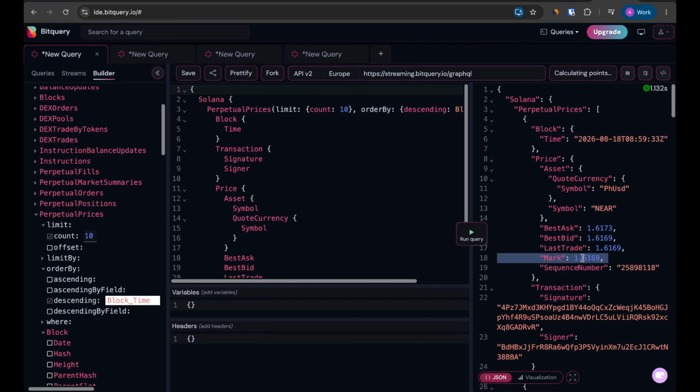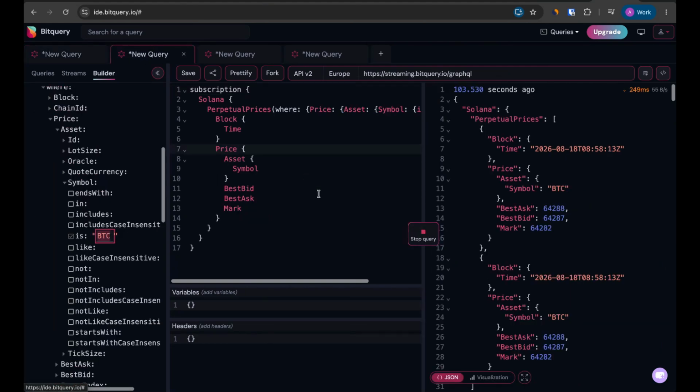2 quick tips. Last trade is 0 on ticks that weren't caused by a trade, like quote updates or cancels. So filter for last trade greater than 0 if you only want actual trade prints. And sequence number is the venue's ordering counter. Use it to sort ticks within a slot.